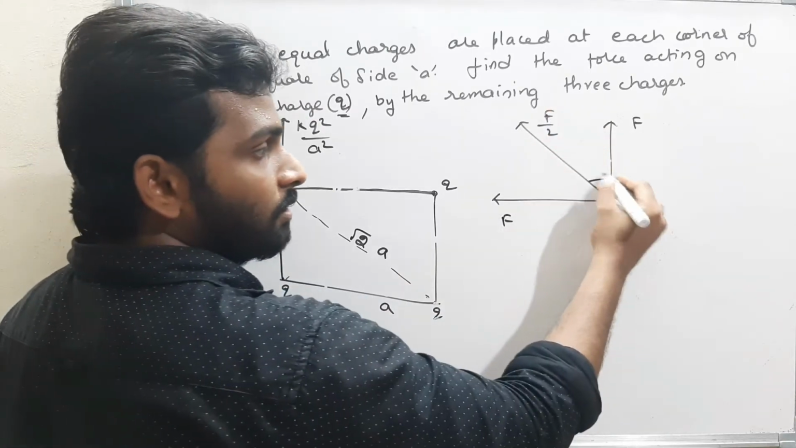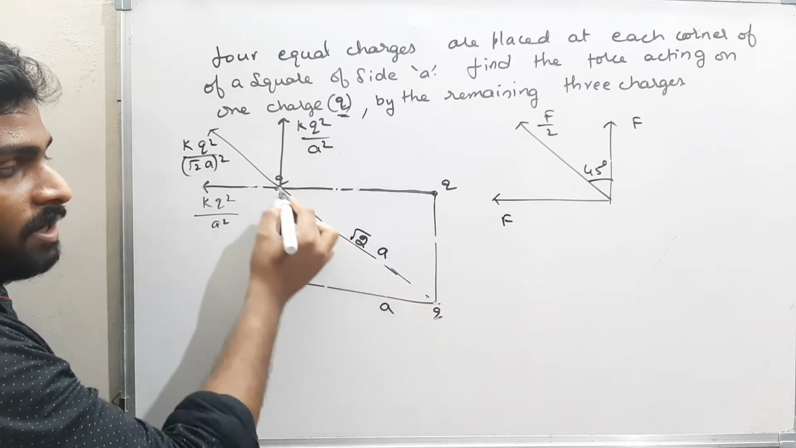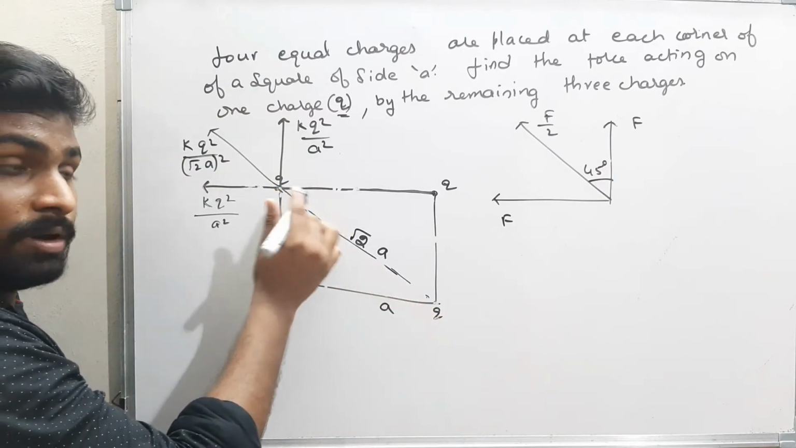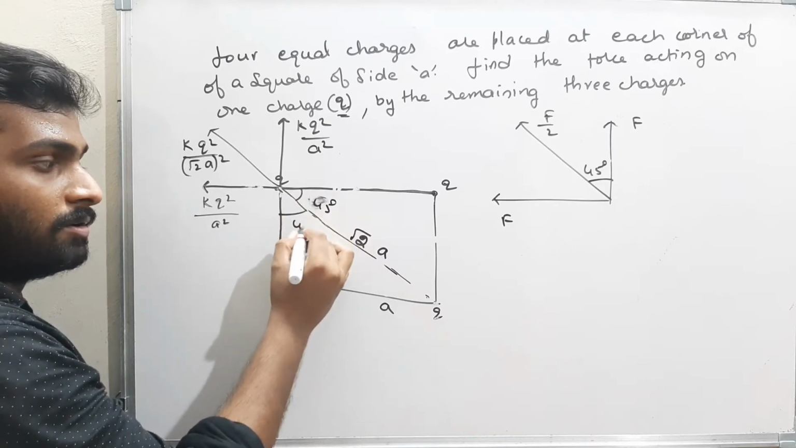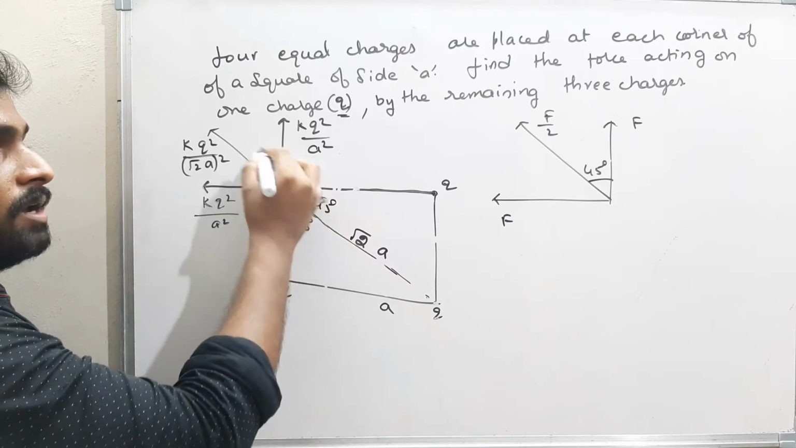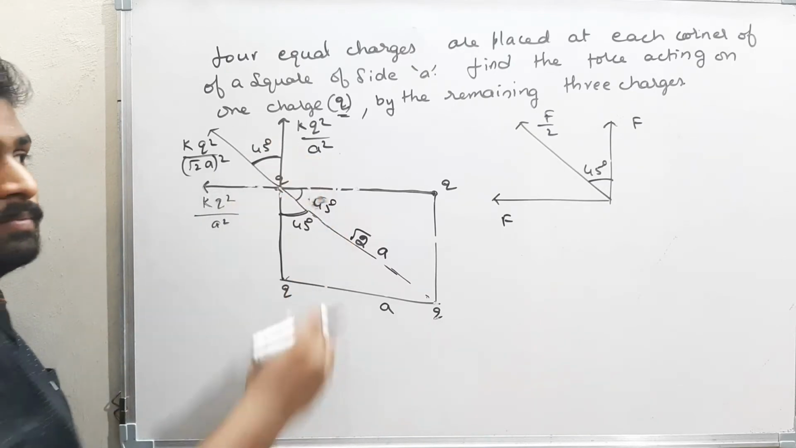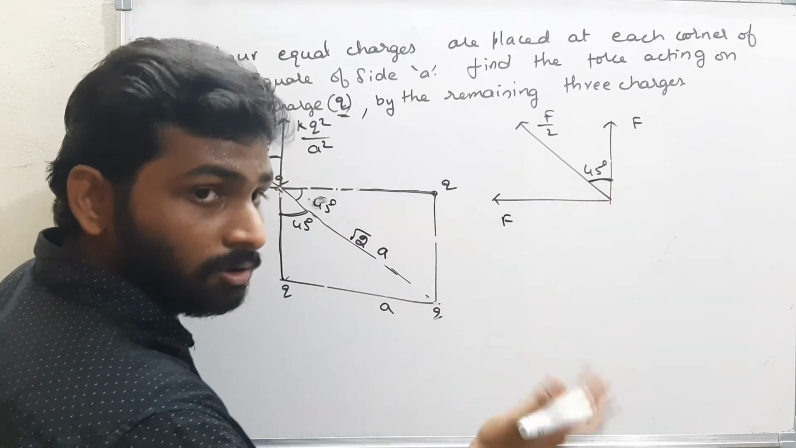Now what is the angle made here? The angle made here is 45 degrees because this is a diagonal. If this is a diagonal, the diagonal will divide the square, and the angle is 45 degrees and 45 degrees. Therefore, if this is a vertical opposite angle, what is this angle? 45 degrees. Therefore, this angle is how much? 45.